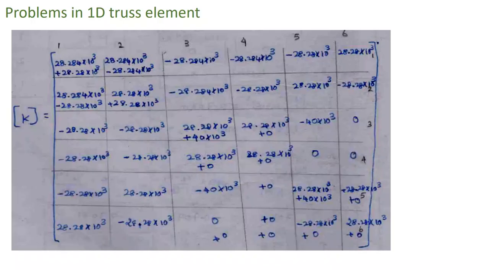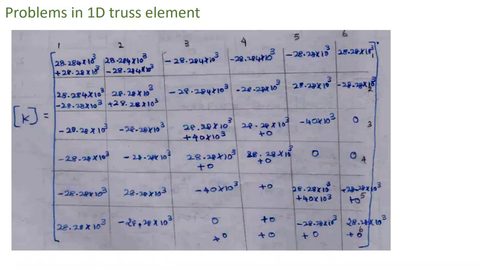Node 1 will be shared by two elements, node 2 will be shared by two elements, and node 3 will be shared by two elements. So the entries (1,1), (1,2), (2,1), (2,2) are for node 1, and (3,3), (3,4), (4,3), (4,4) for node 2, and then (5,5), (5,6), (6,5), (6,6) for node 3. They will be shared by two elements, so they have two values.